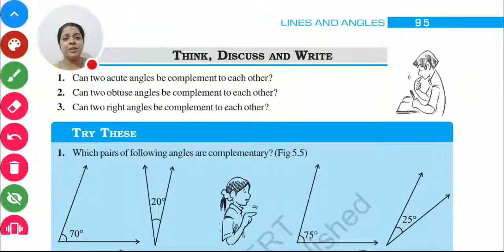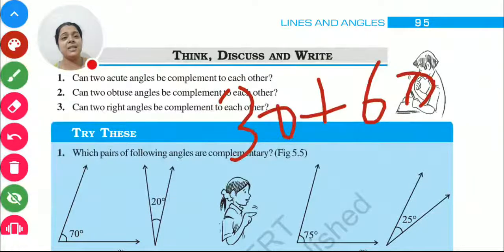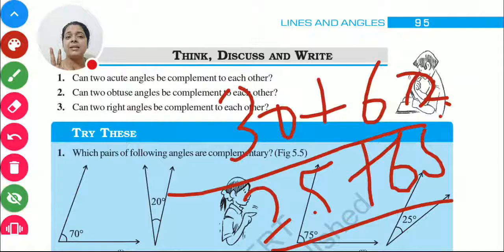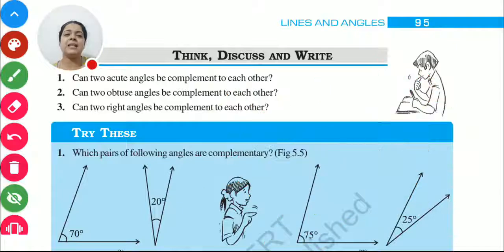Means they can form the 90-degree angle, right? Now we'll take 30 plus 60 as given in the example, and 25 plus 65. In all the cases we find that two acute angles can form a 90-degree angle. So yes, the first one is the correct one.